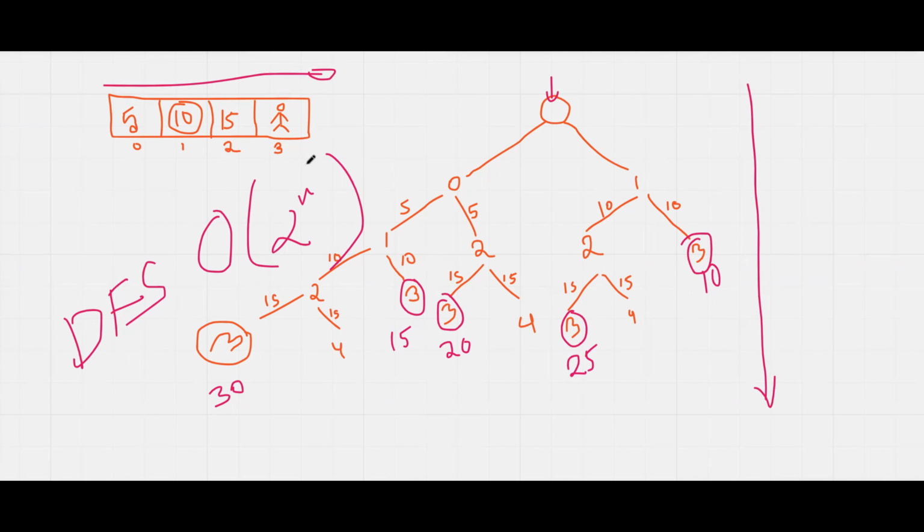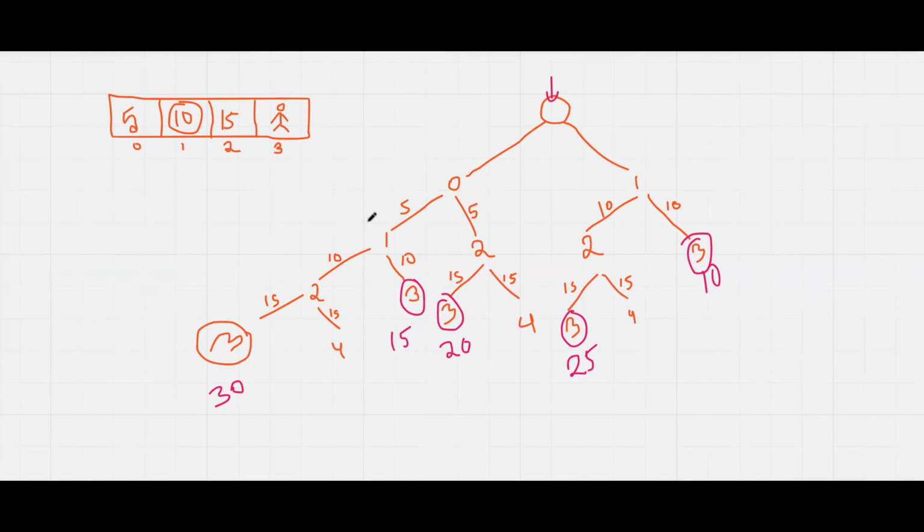So we have to find a way to reduce this time complexity. And now let us try to understand how we can turn this exponential time complexity into polynomial time complexity, which is roughly big O of n. In this tree, we can see that there is a lot of repetitive work.